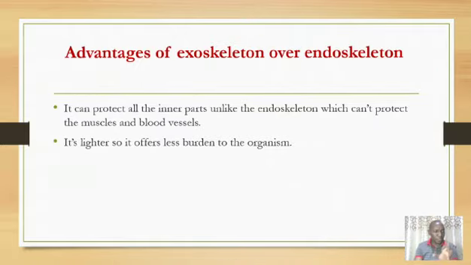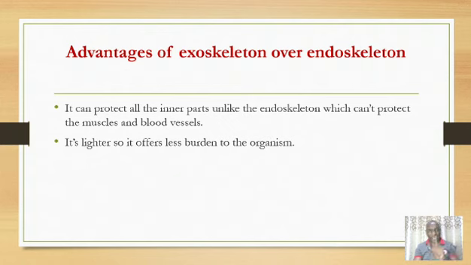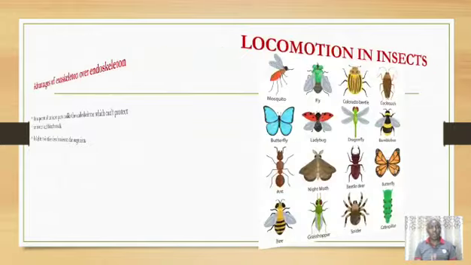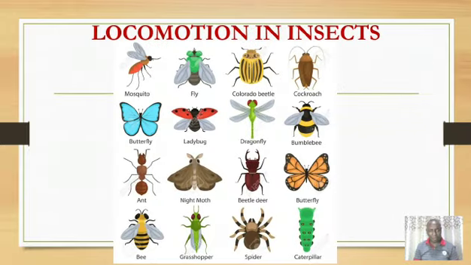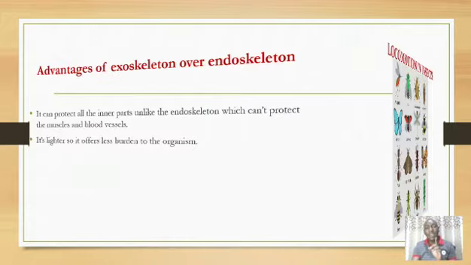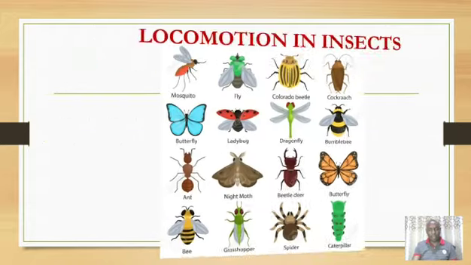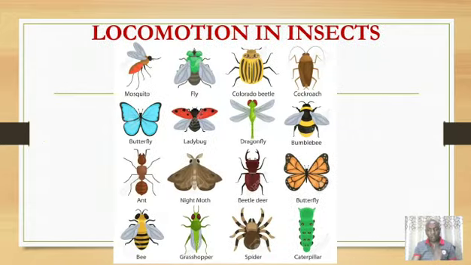over the endoskeleton. We take a break, and in our next part, we are going to look at locomotion in particular organisms, and we are going to begin by looking at locomotion in insects. How do insects locomote? That is our next session, locomotion in insects.